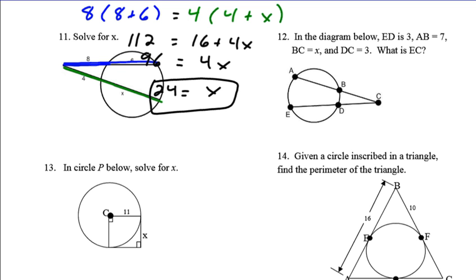Number 12. You probably did that problem and said, oh, that looks like it's probably a typo. Guess what? It is a typo. This is 7. Yay. This is x. This is 3. And we want to know what this is. Oh, sorry, that's also 3. Super duper easy problem. 3 plus 3 is 6. Just because it looks hard doesn't mean it is hard.